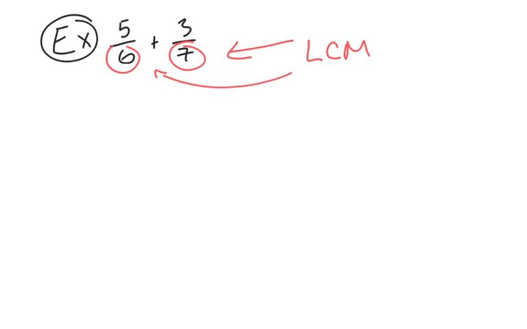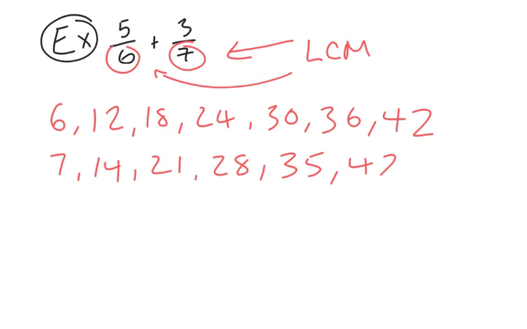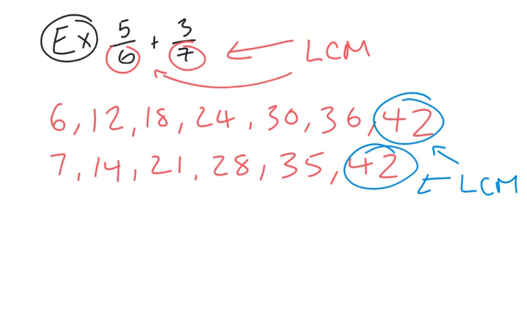So let's quickly list out the multiples of 6. We have 6, 12, 18, 24, 30, 36, 42. I'm going to stop there for now. Let's list out the multiples of 7. 7, 14, 21, 28, 35, and 42. What you'll notice is that the lowest common multiple here actually is 42. And I'm just going to write LCM beside that number.